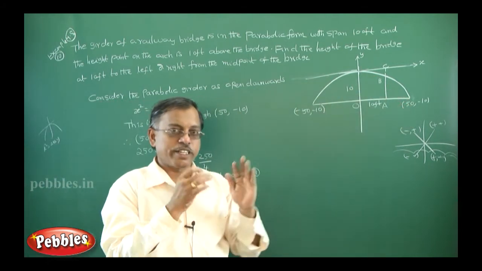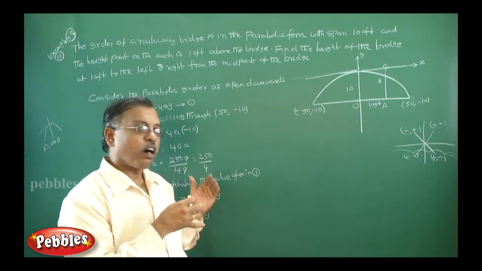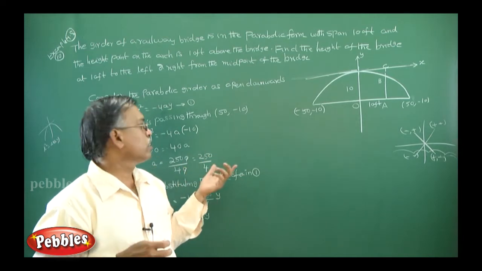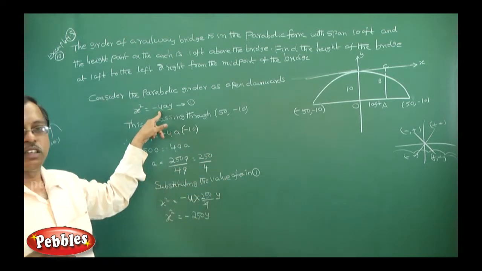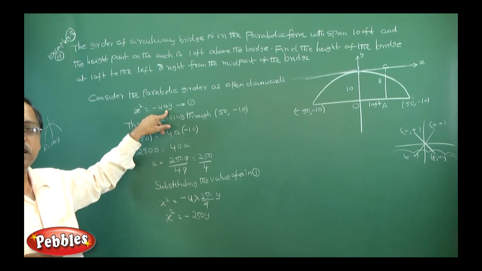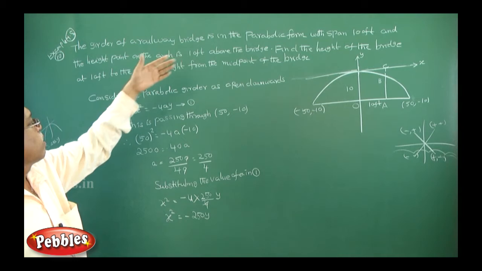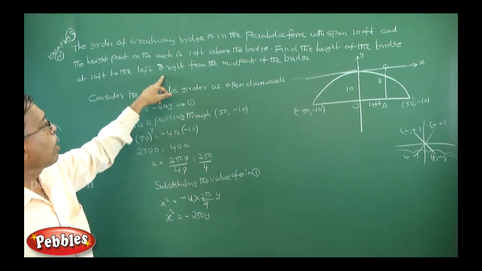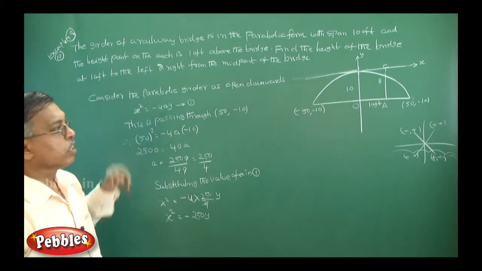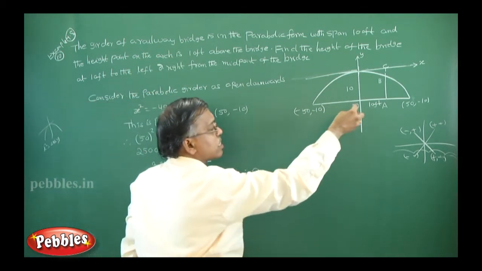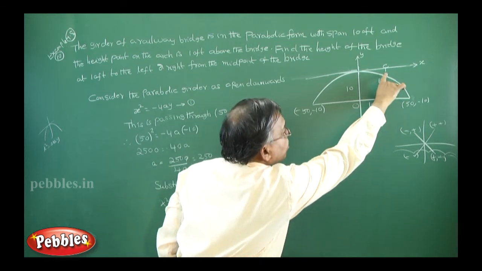So that is the thing I first told. Find the value of a, then you substitute in the given equation. So eliminate the constant a. Next, what we should find? Requirement. Find the height of the bridge at 10 feet to the left or right from the midpoint. Now this is 10 feet, then this height you have to find out.